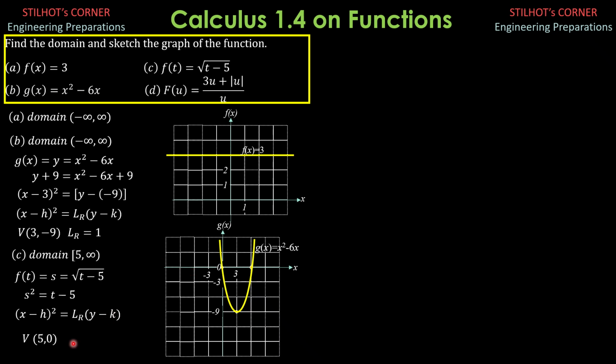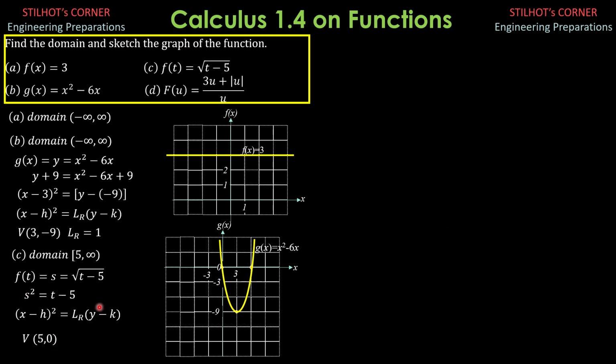Vertex is at 5 comma 0 because the squared term should be here, y minus k quantity square, so y minus 0, or s minus 0 quantity square, then latus rectum t minus 5. So that's why t is 5, the horizontal axis, and s is 0.